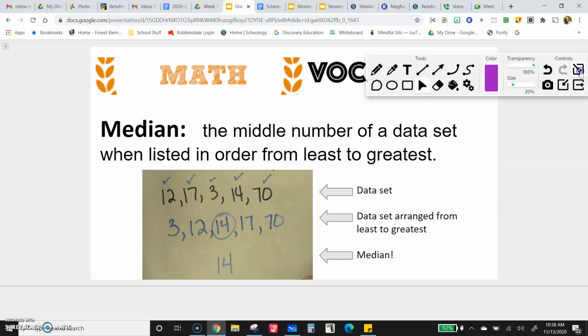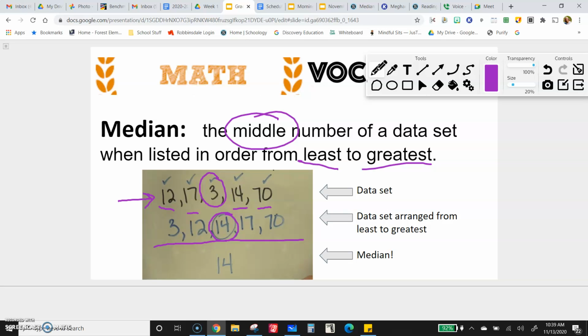To find the median, we need to find the middle number of a data set when listed in order from least to greatest. That's the part that a lot of students forget about and then they get it wrong. Because look at this set of data, just in random order. If somebody forgot to put it in order, they might say that the median was 3. But then if I look at all my numbers, 3 is definitely not in the middle when I think about how big those numbers are. 3 is the smallest. So that's why we need to put it in order, so then we can see, oh, 14 is in the middle. So that is my median.